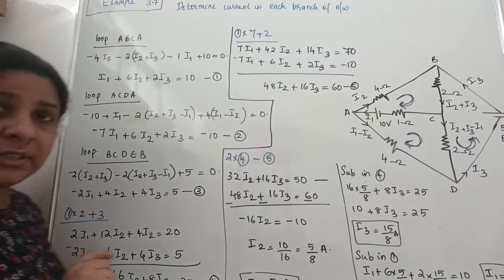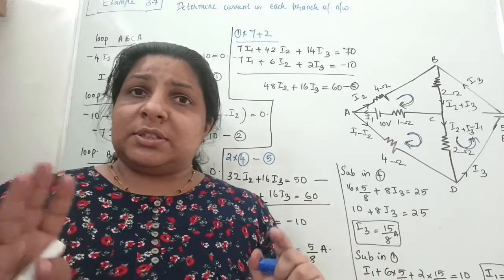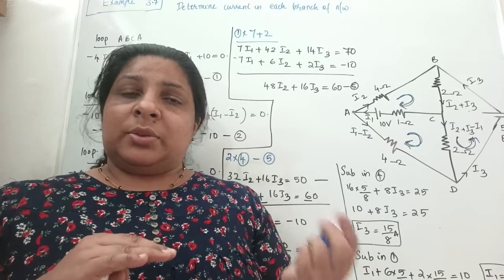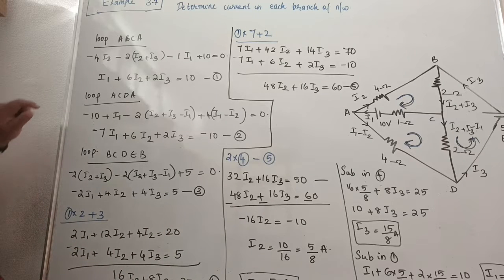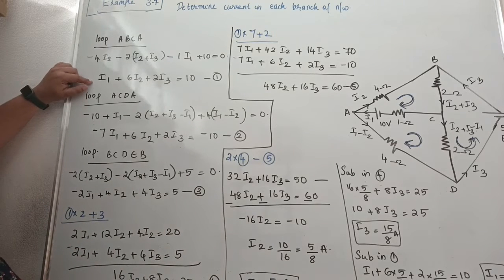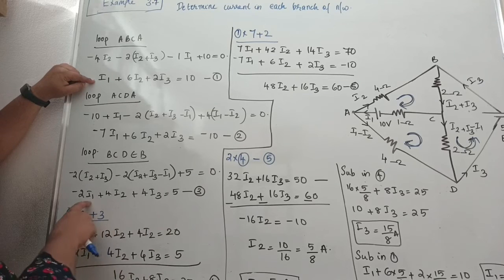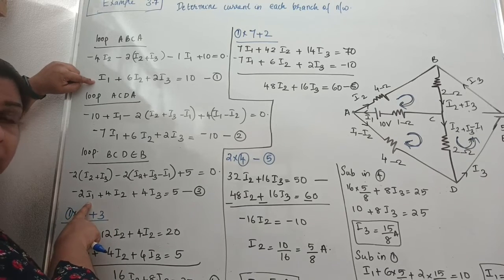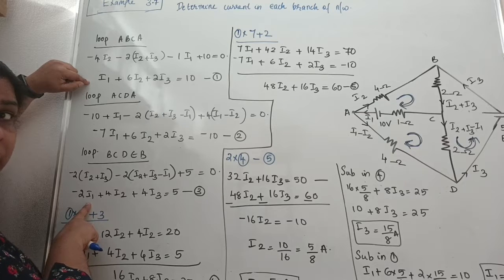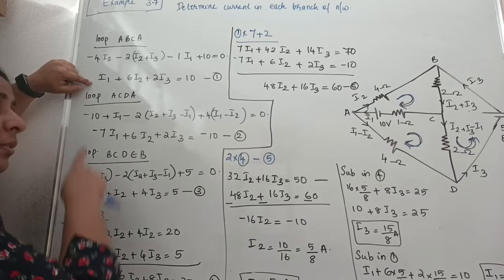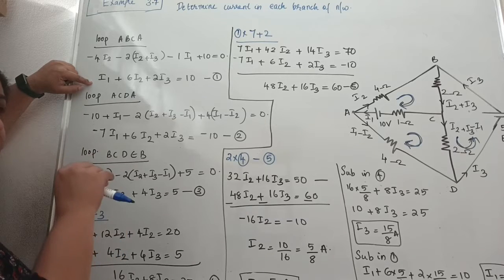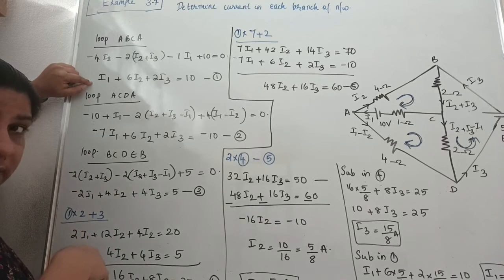Now you have three equations and three unknowns. If you have three equations and three unknowns, using maths you can calculate. When I check the equations, you see in the first equation you have I1 and in the third equation you have minus 2I1. So if I multiply the first equation with 2, this will become 2I1 and here I have minus 2I1. When you add both equations, the I1 term will get cancelled.